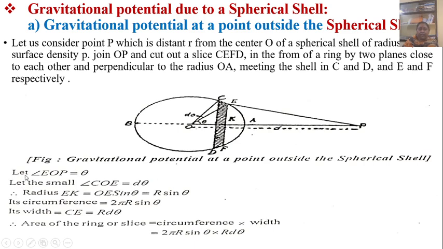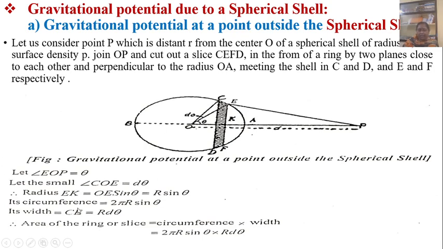Now let angle EOP equal theta. See in the figure, E, O and P having the angle as shown, that is theta. And the small angle COE equal to d theta as shown in the figure.